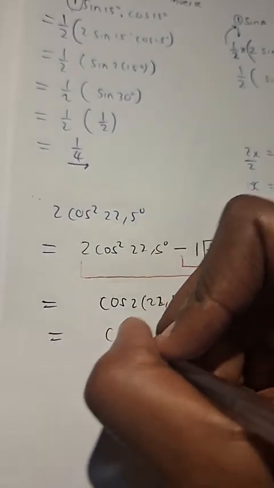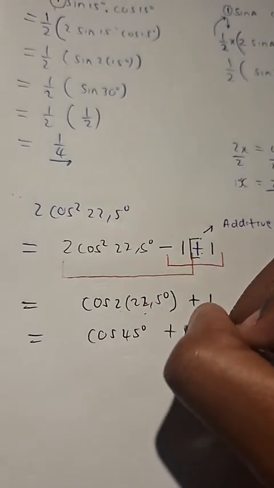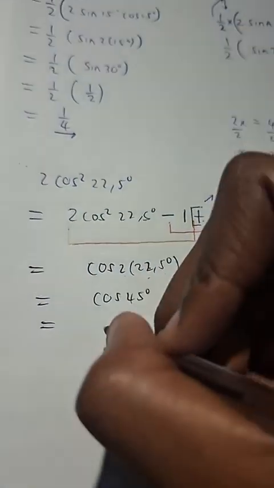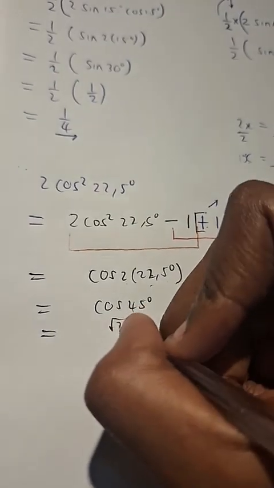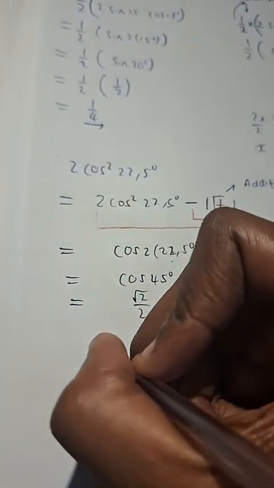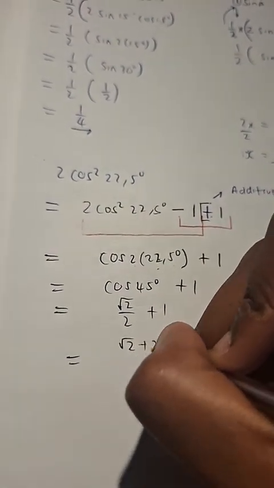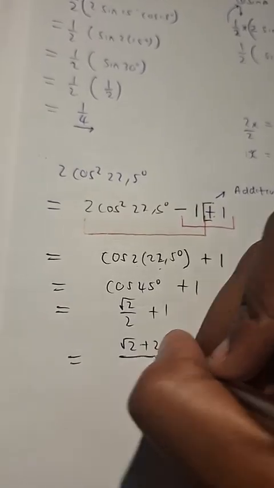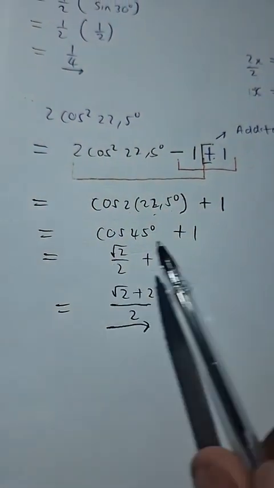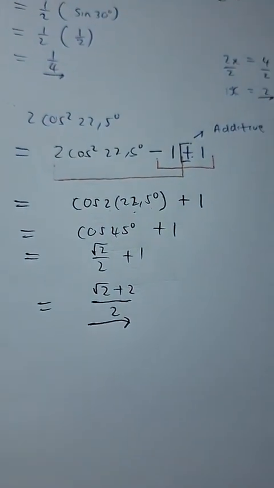Now I can go ahead and write cos 22.5, that's cos 45 degrees + 1. And then, of course, what's cos 45 degrees? Guys, cos 45 degrees, of course, is √2/2 + 1. So I can add these fractions. It goes without saying that it's going to be √2 + 2 over 2. You can just punch this into your calculator and you'll get (√2 + 2)/2.